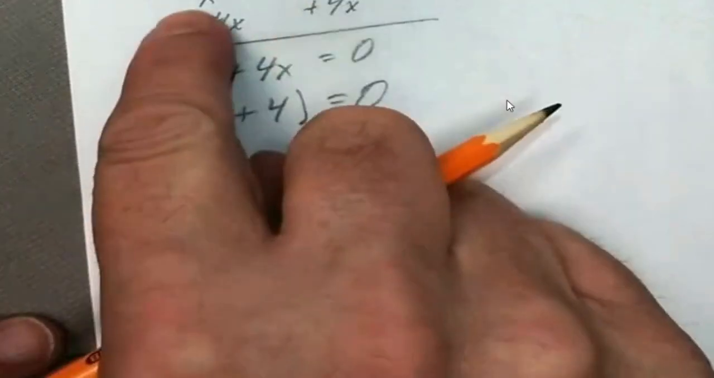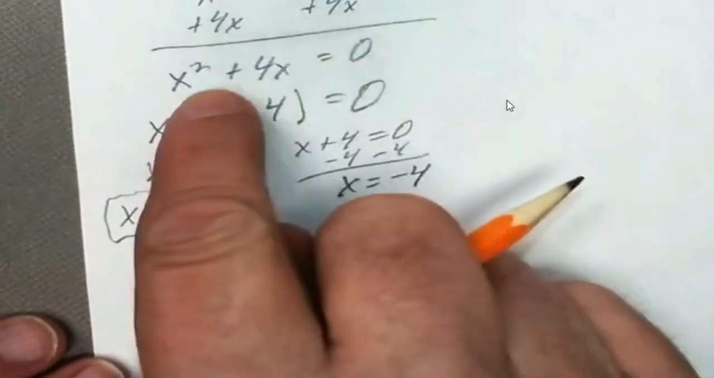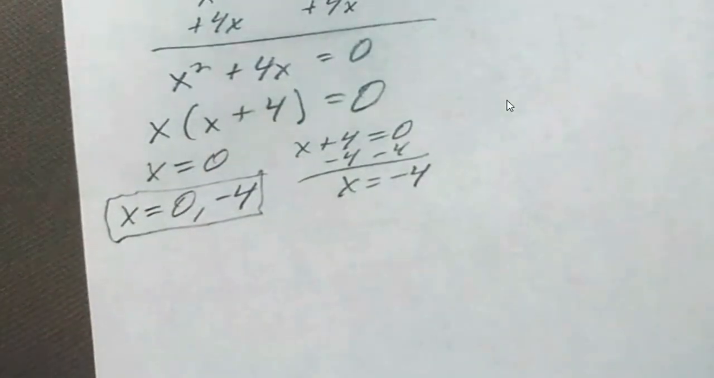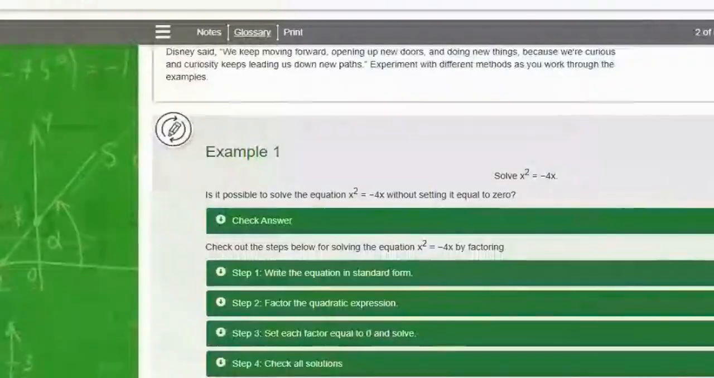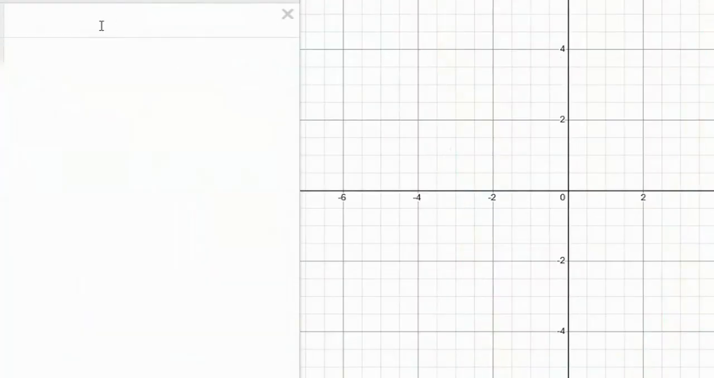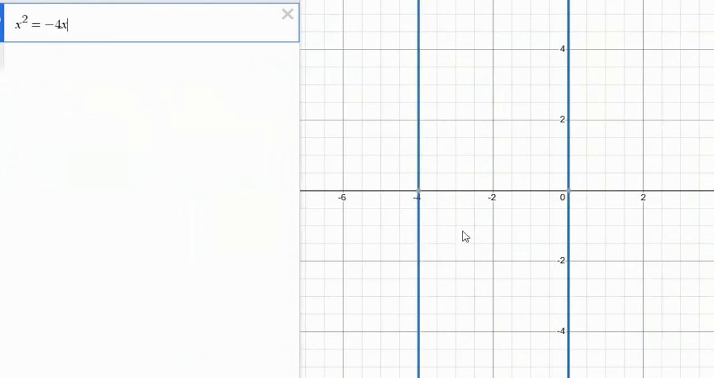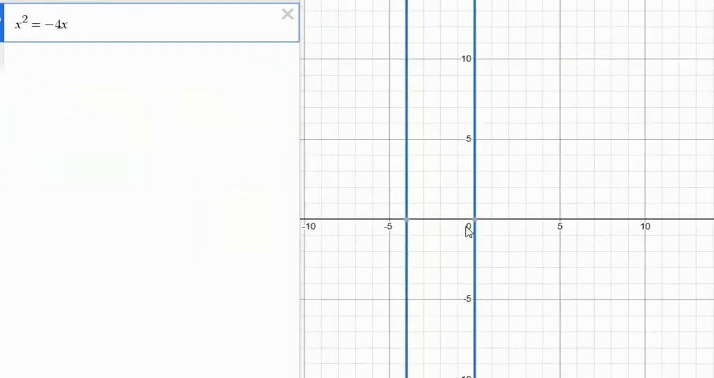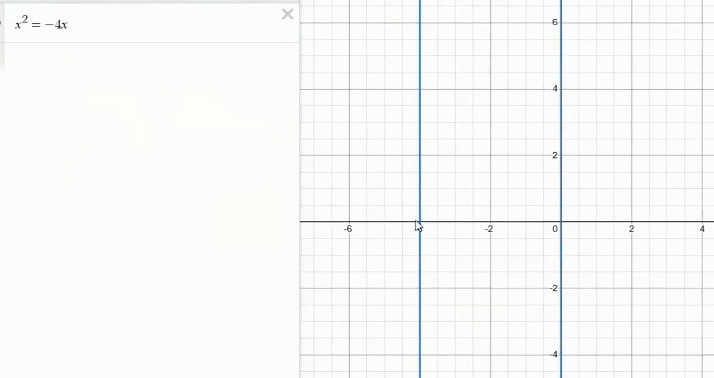We moved everything to one side to where it said equal to 0, and we factored it. And then we set all the factors equal to 0. Now, let's go back to the graphing part of this. We said we could do everything by graphing. We could leave it like it was originally, x squared equals negative 4x. Oh, see, that does something weird because it's not set equal to 0. It makes 2 lines. But where are those 2 lines? Negative 4 and 0, which is actually our solutions.